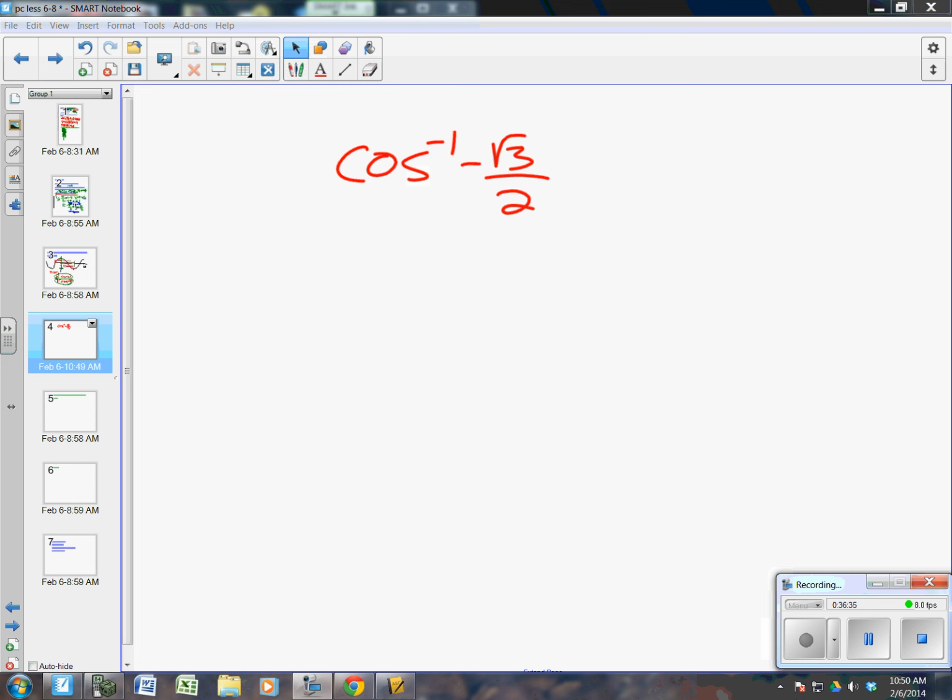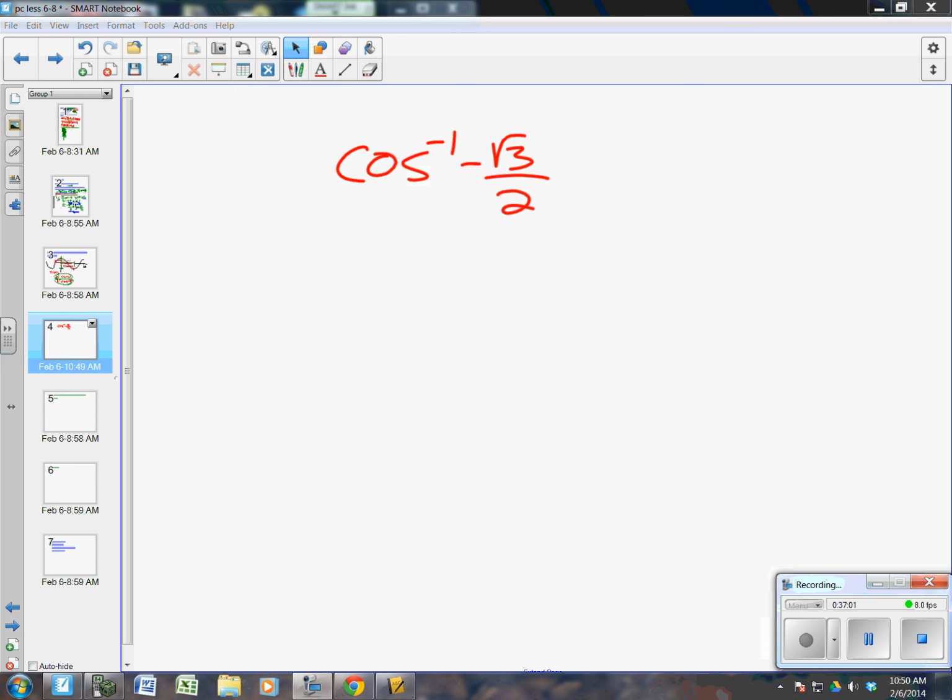5 pi over 6. If you agree, raise your hand. A couple of people agree. 5 pi over 6? Yeah, it's dawning on more of you now. It is 5 pi over 6. Good job, Julie. Okay, look. At 5 pi over 6, what's the x value? Negative root 3 over 2. Remember, cosine is defined to be the x value. Okay, now, can I be over here in this quadrant?